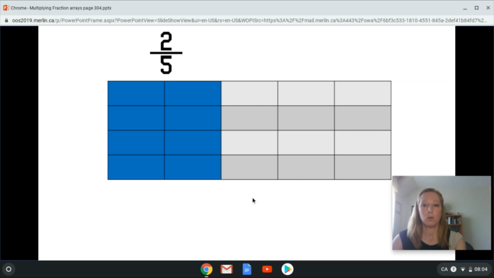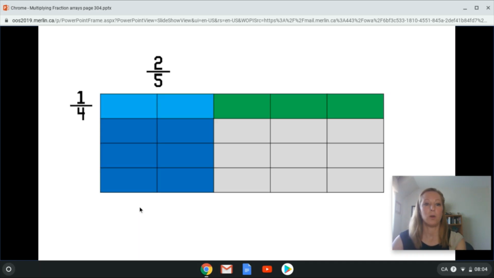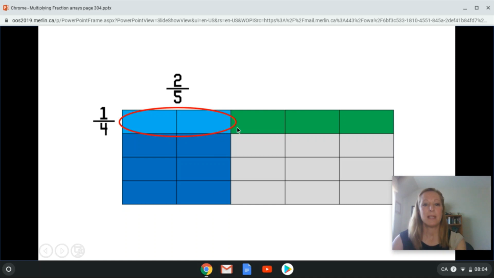So there I've shaded 2/5, 1, 2 out of 5. Now I'm going to shade in 1/4. And again, I keep labeling all of my pieces. So I've got 1/4. Well, if I look at this one, it's a little bit different than all the others because now I've got 2 pieces that have been shaded in twice.